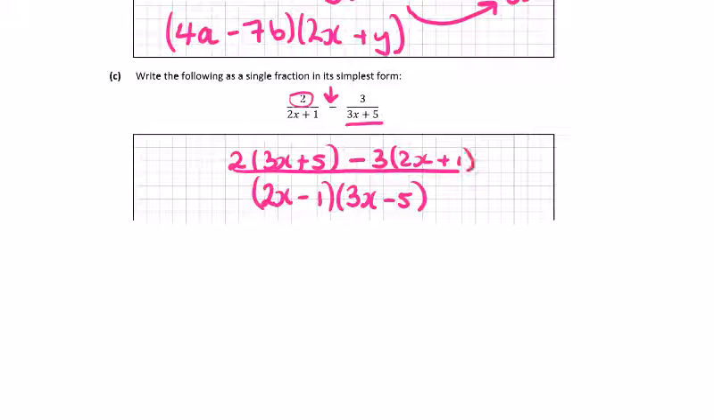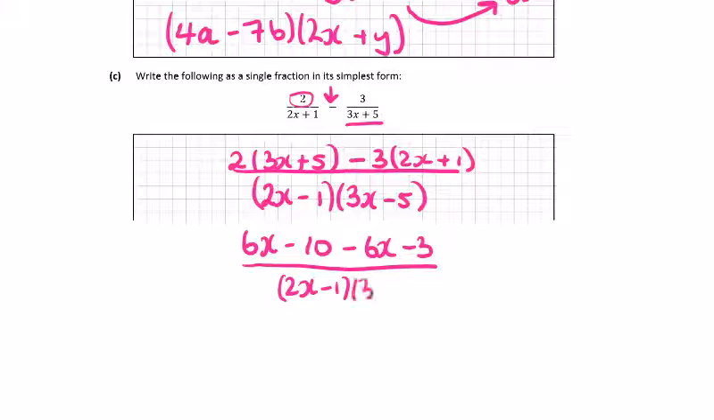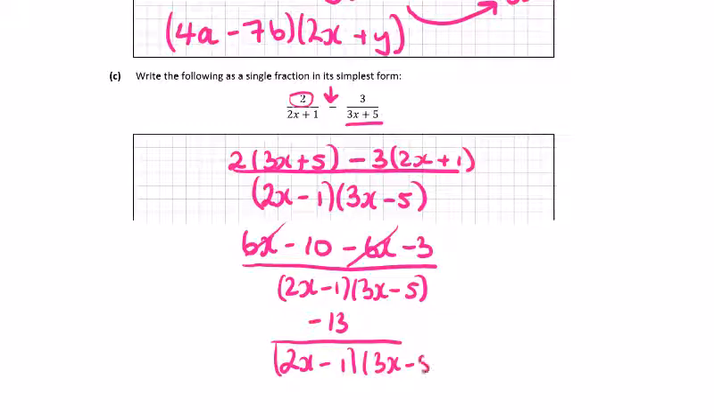So we just remove the brackets on the top to get 6x minus 10, minus 6x minus 3, over 2x minus 1 by 3x minus 5, basic algebra simplifications. The 6x's cancel each other out to get minus 13 on top, and 2x minus 1 by 3x minus 5 on the bottom.